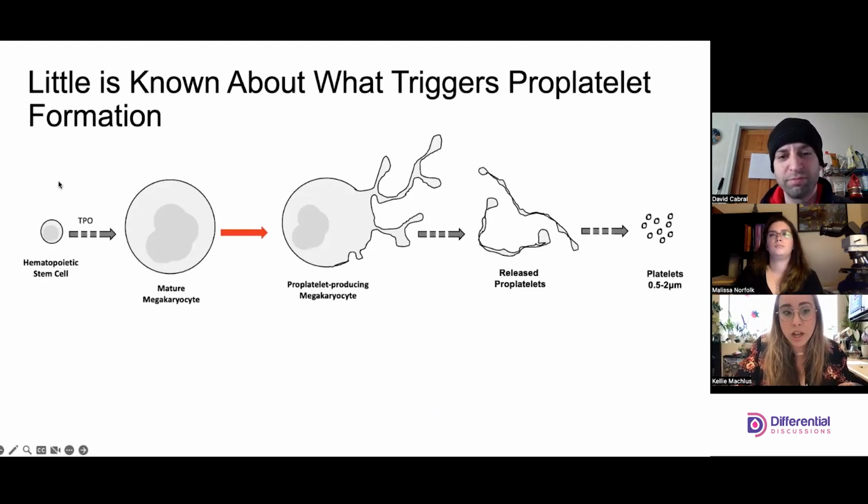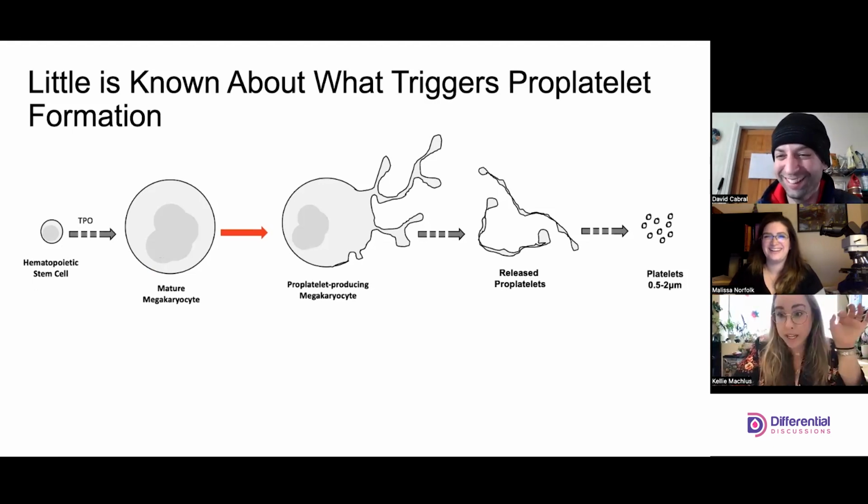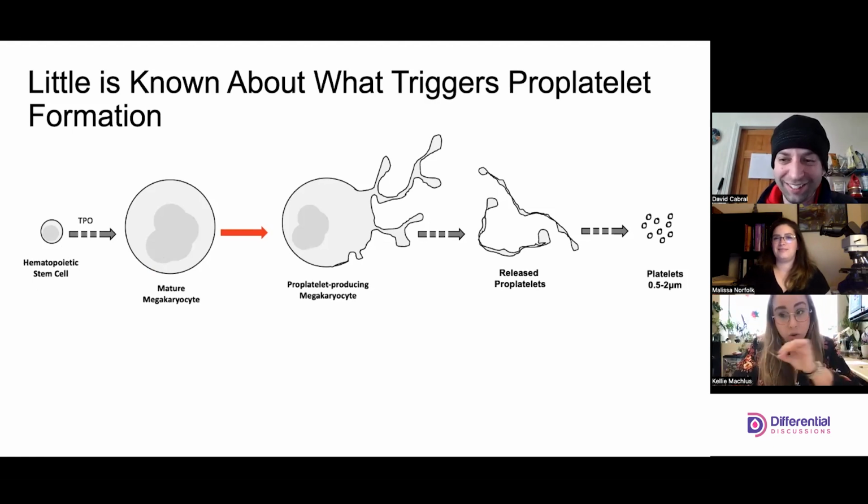So we talked a lot about this. So we know, and I think it's wild, the only thing that we know that drives hematopoietic stem cells to turn into mature megakaryocytes is TPO. But the thing that I didn't tell you, and you're gonna be like, what the hell, Kelly, is that knockout mice for TPO or its receptor MPL have platelets. And we don't know why.